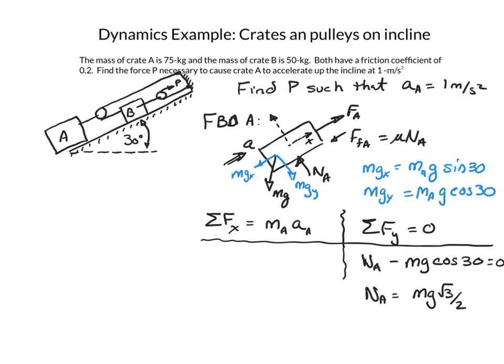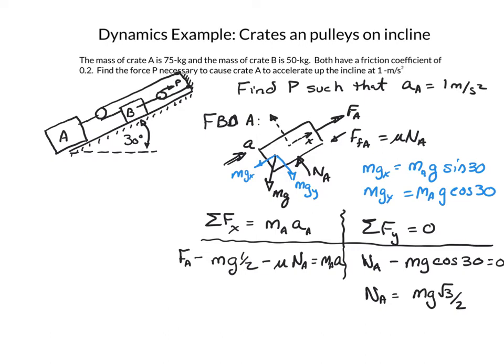In the other direction, I'm going to have FA pulling up the ramp minus the mgx. I'll write that as mg times a half. That's the numeric value of sine 30. And I'm going to have the friction force. That's going to be mu NA. That's pointing down the ramp. And I think that's going to be all my forces. So that's going to be equal to the mass of A times the acceleration of A.